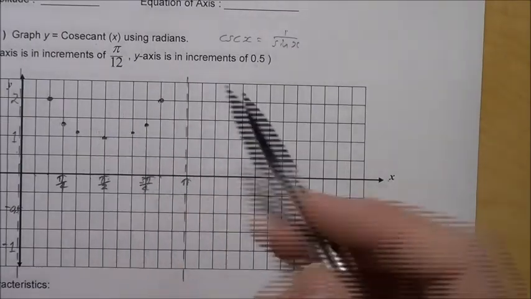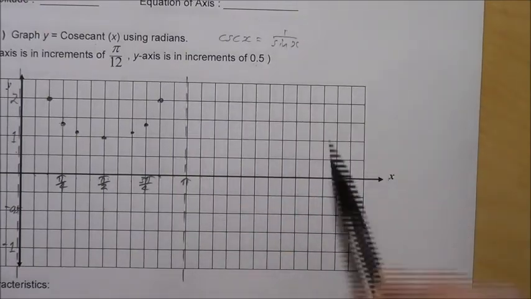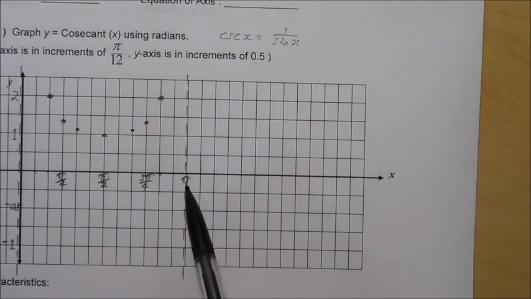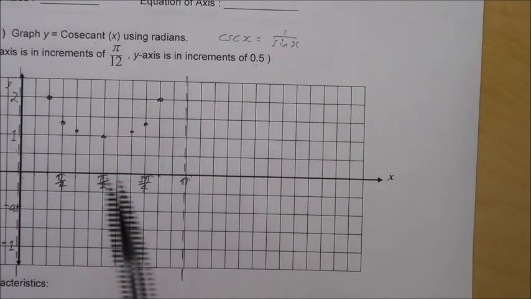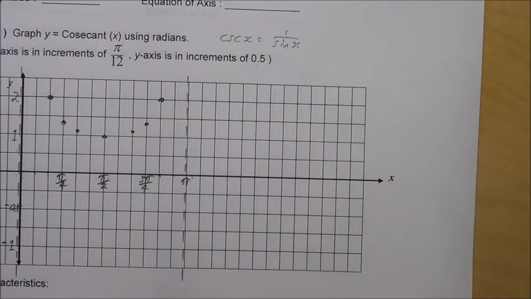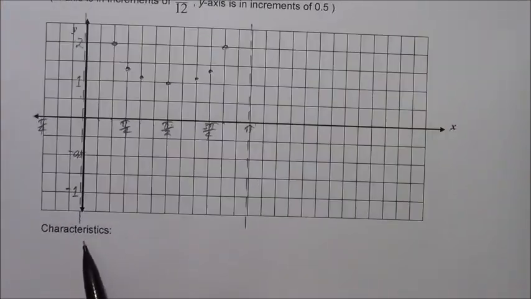So these values are going to repeat and they're going to be down here. There will probably, well there is, another vertical asymptote over here. Notice that these two are a distance of pi apart. Chances are the next one will be another pi away from this one. Okay, so I'd like you to continue with that and then make any sort of observations that you find there.